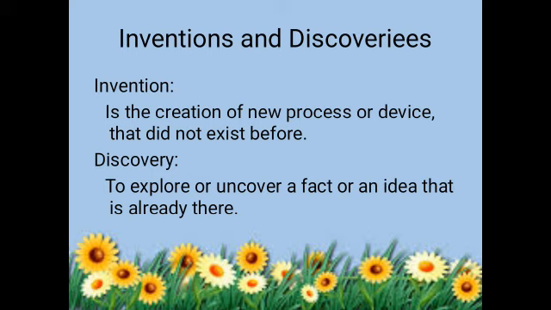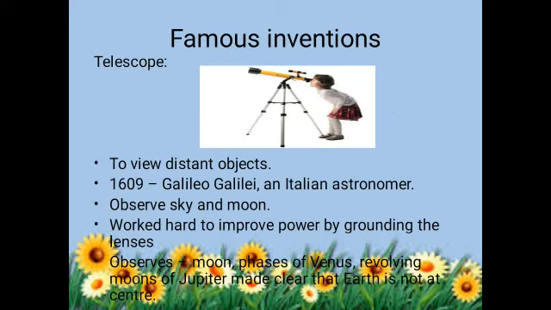Okay, so just for an example, you are playing with a pencil and you had lost it, right? And you are trying to find it, and finally you got the pencil from some place. So that is discovering a thing which is already present. Okay, so creating a new idea or new process or new device tends to be inventions. So let's see those in detail. First we are going to see about famous inventions.